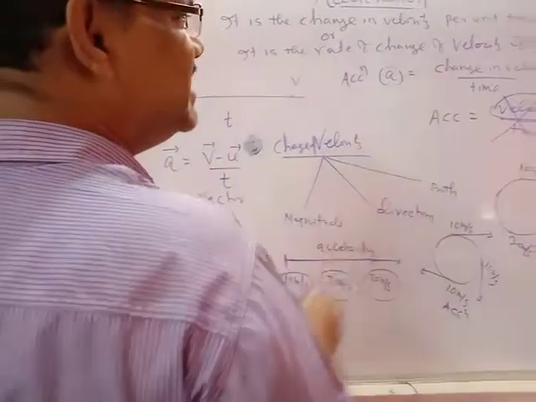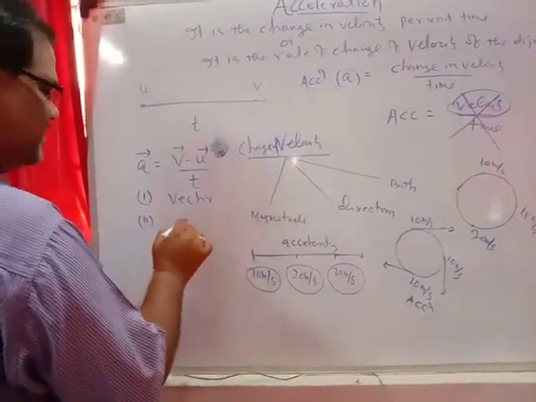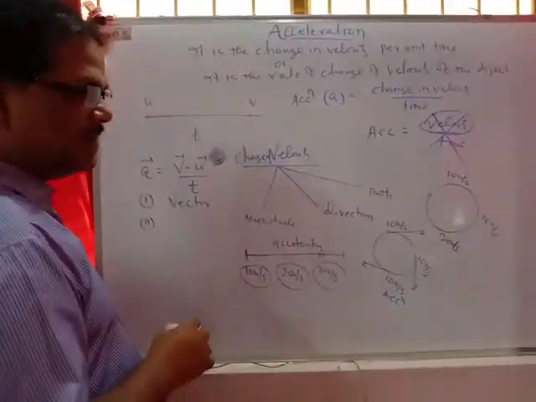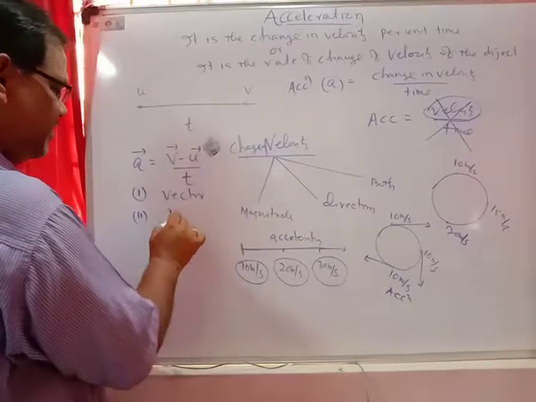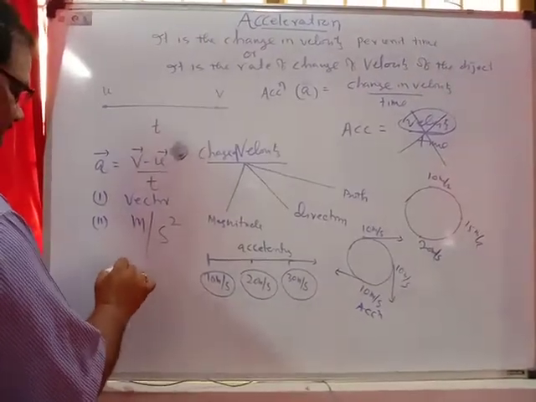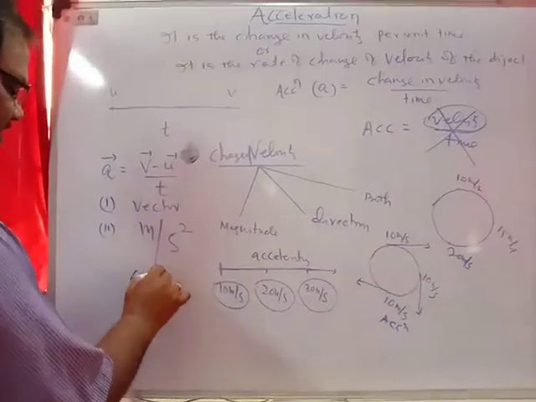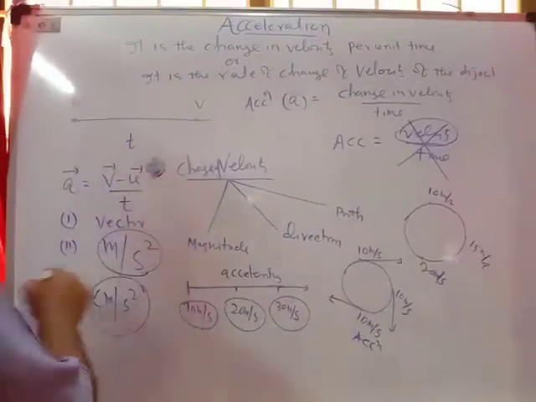Number two, what should be the unit? Change in velocity is measured in meter per second, and time in the denominator is in seconds. So the unit is meter per second square, the SI unit. Centimeter per second square is the CGS unit.